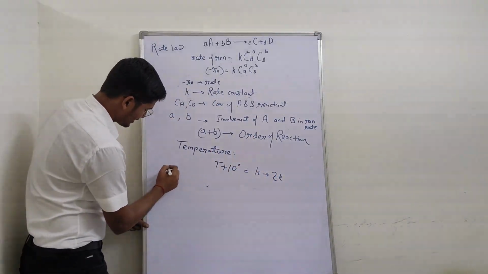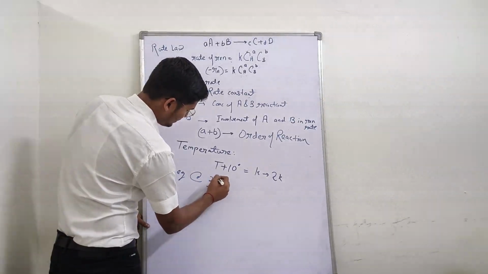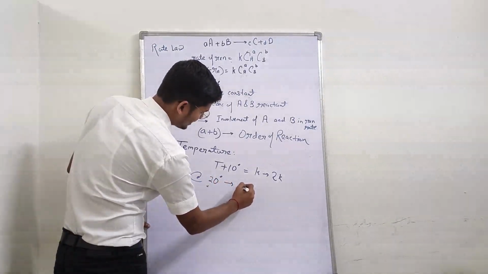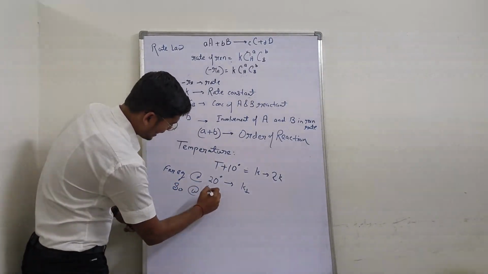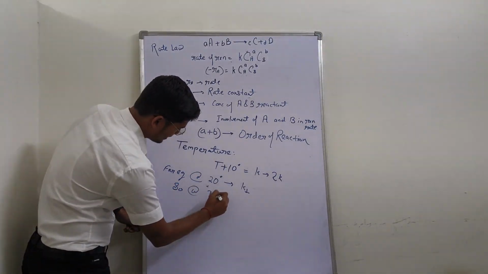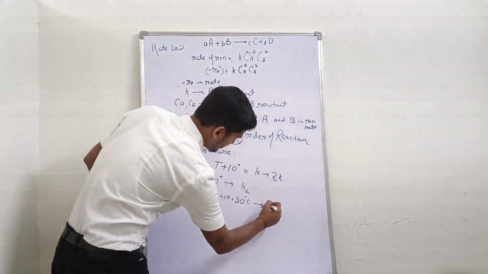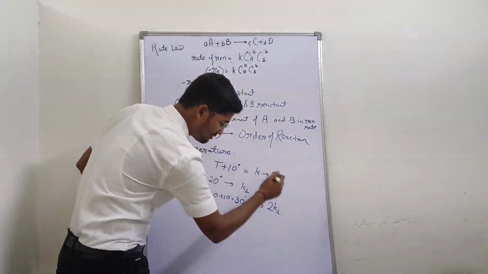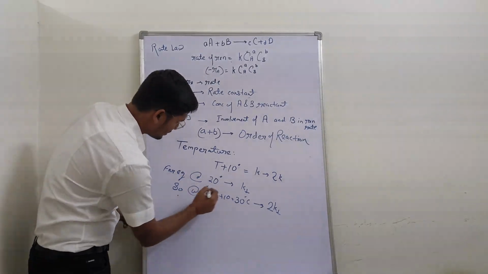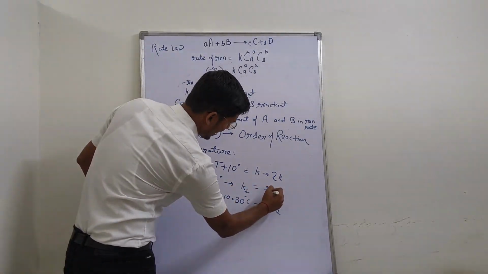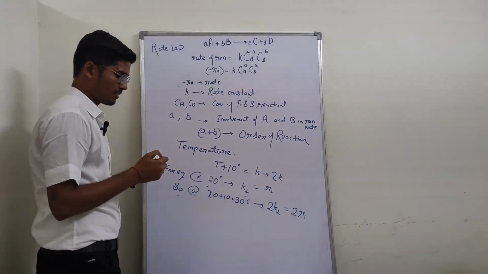Let me take an example. At 20 degrees Celsius, if the rate constant is k1, then at 20 plus 10, that is 30 degrees Celsius, the rate constant will be 2k1. And this will directly affect the rate of the reaction. So at the first point, the rate of reaction will be R1, and at this point, the rate of reaction will be 2R1.